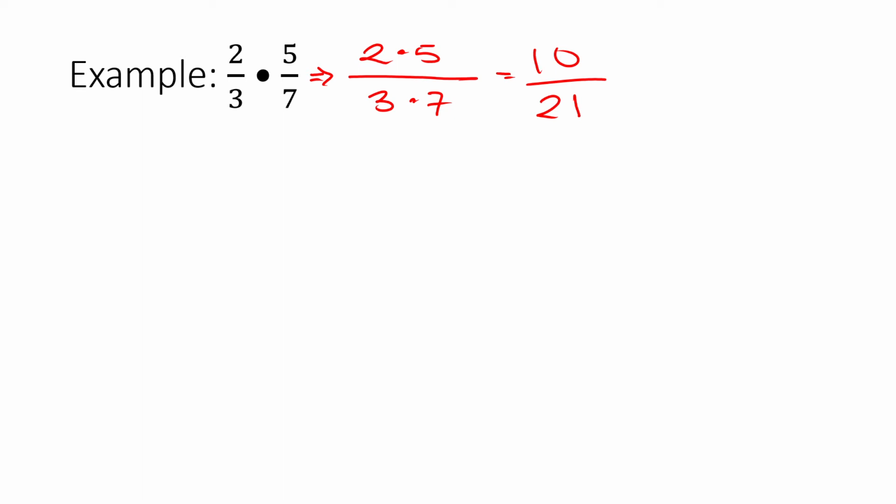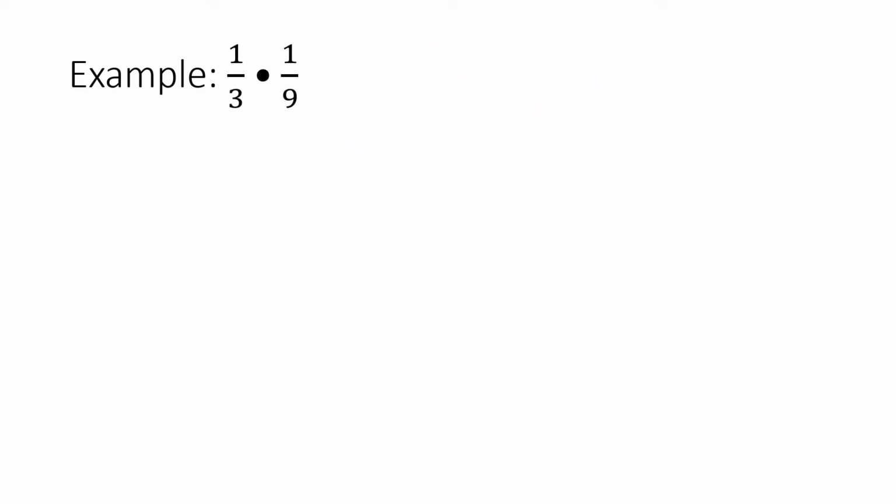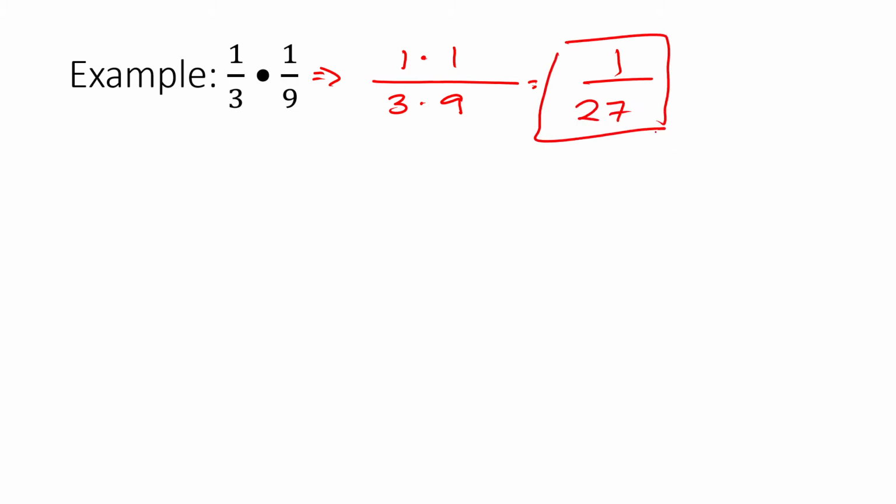Now you might be wondering, why do this? Well, we'll get to that later. But first, let's have another example. Here we have 1/3 times 1 over 9. Again, we want to write this as one fraction, so let's say 1 times 1 and 3 times 9 in the bottom. 1 times 1 is 1, and 3 times 9 is 27. So your final answer is 1 over 27.